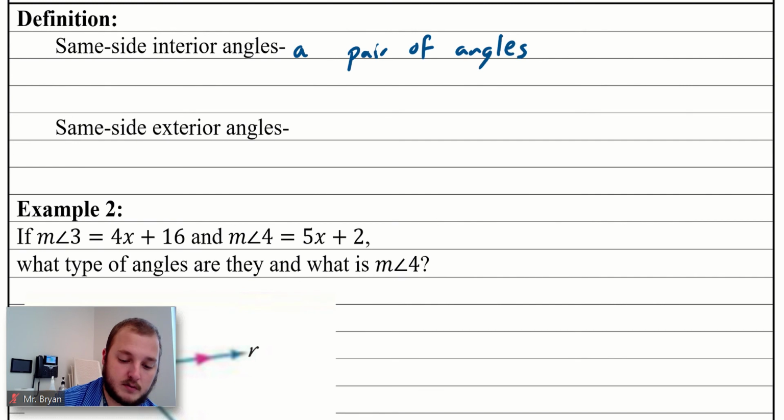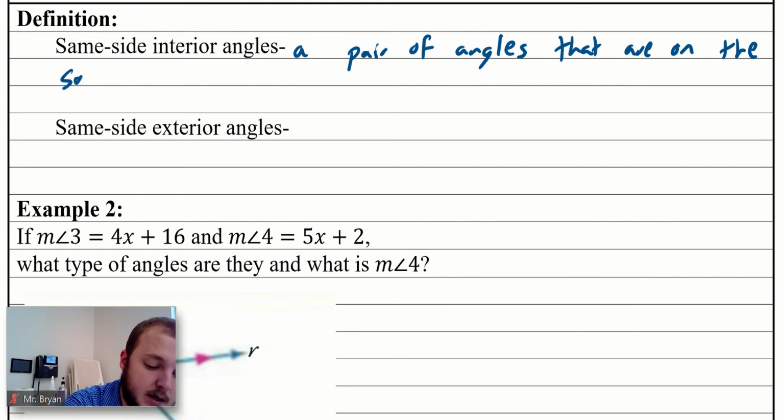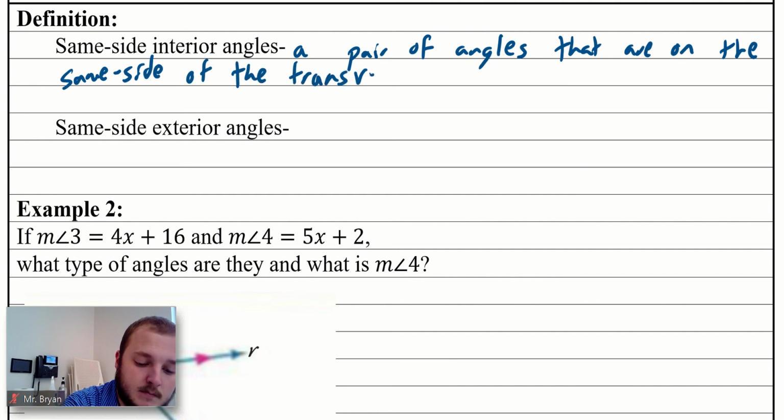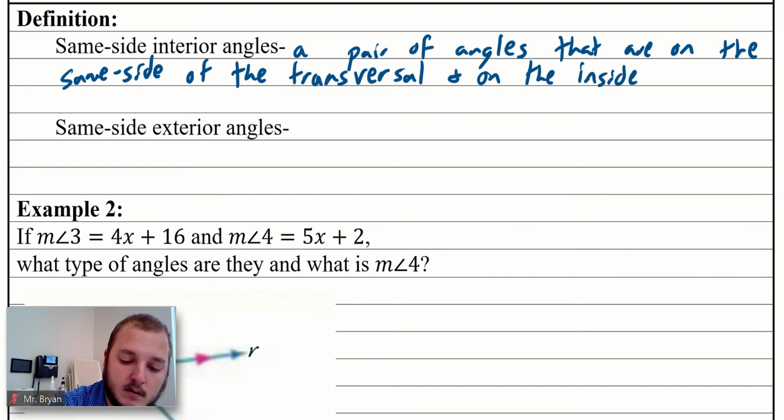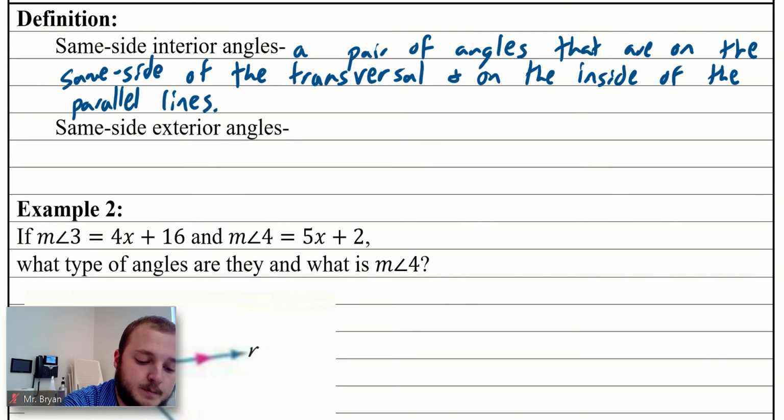A pair of angles that are, instead of on opposite sides, we're now going to say, just like the name says, on the same side of the transversal. So first piece, same side of the transversal, and since it's interior angles, we're going to say on the inside of the parallel lines. Inside of the parallel lines.